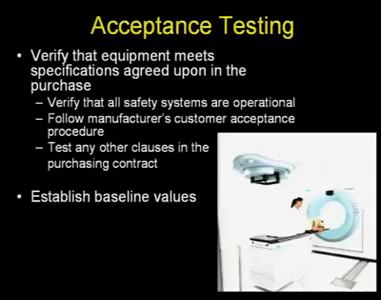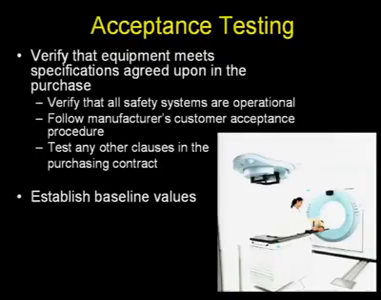So the aim of acceptance testing, which is probably written down in your purchasing contract, is to verify that the equipment that you just purchased meets the specifications that were agreed upon on the purchase. So it verifies that all the safety systems are operational. This is when you do your regulatory testing in terms of doses and leakage, NRC or CNSC for the Canadians in the crowd.